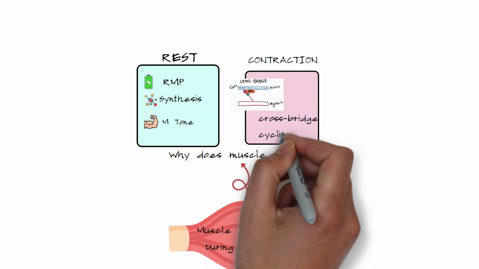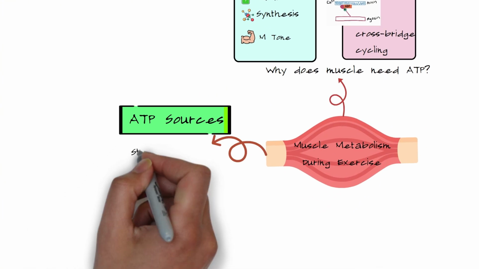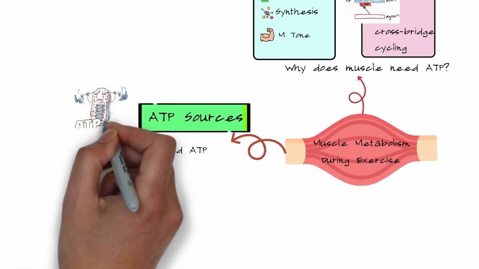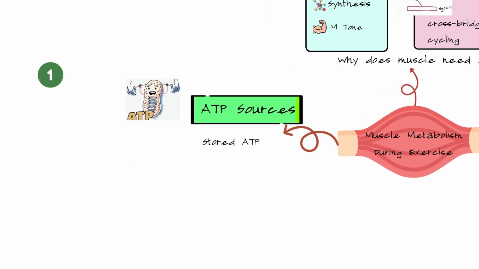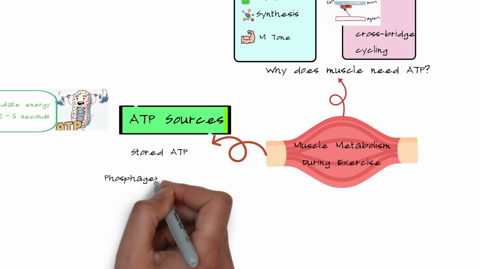So the second question is, where does ATP come from? Actually, the first source is the stored ATP. The muscle uses the stored ATP first. However, the stored ATP can keep the contraction going for only up to 5 seconds. So after this, we need to synthesize ATP.